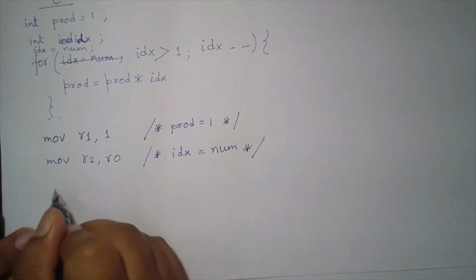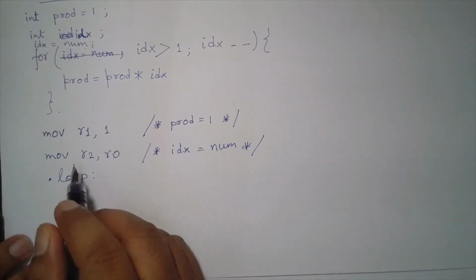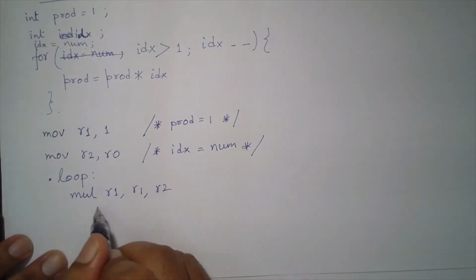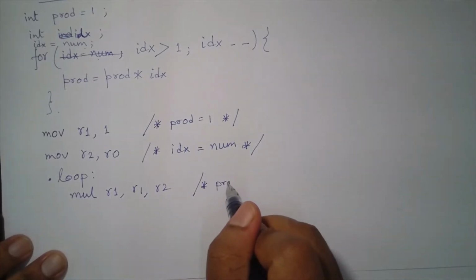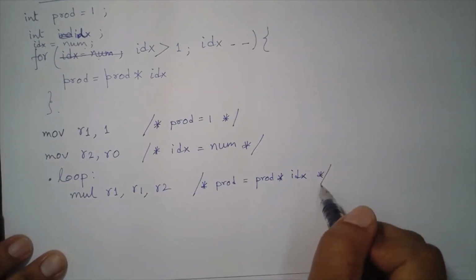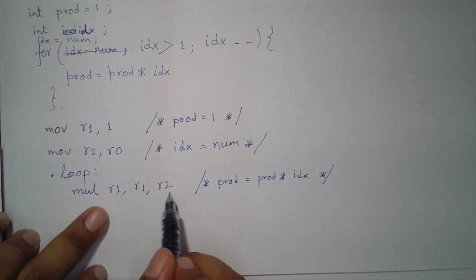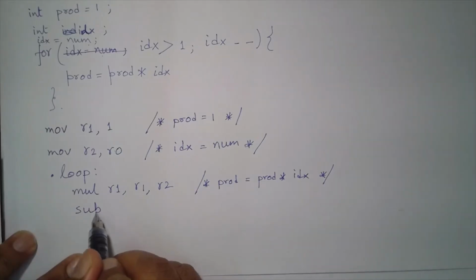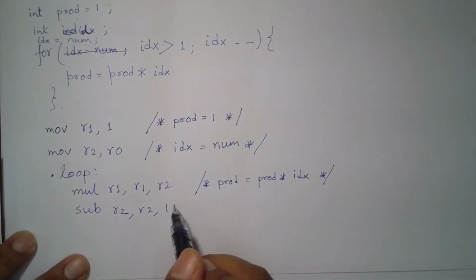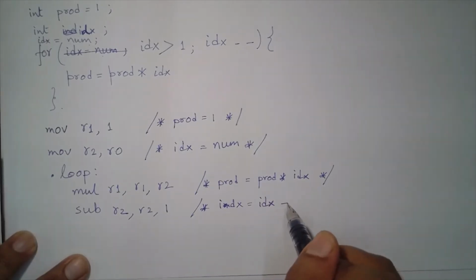Alright. Now, we will write down a basically level loop, and then we will do this multiplication. So, what we are doing, we are simply doing this operation, product is product multiplied by IDX. Alright. So, basically this R1 is getting updated by the product of R1 into R2, and then you subtract this index. So, R2 you update with R2 minus 1. So, IDX is IDX minus 1.